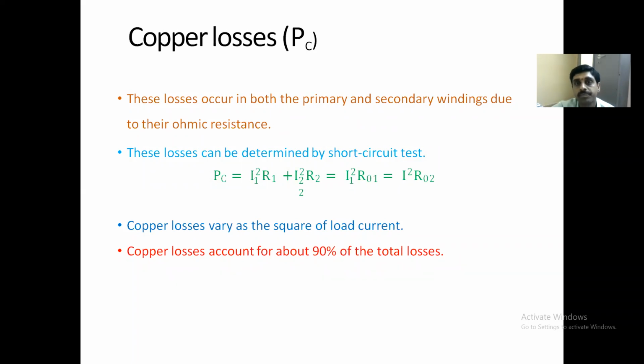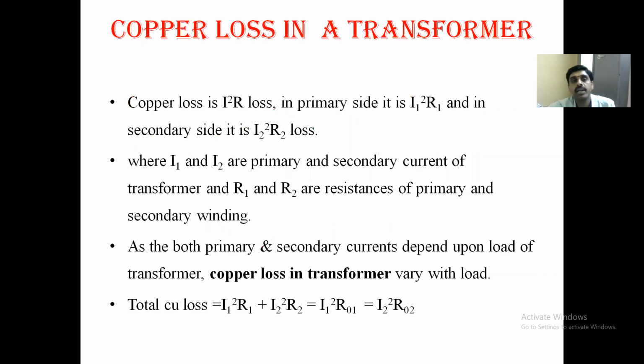That means heating. So copper loss in a transformer, if you see, these losses on the primary side are I1 square R1, on the secondary side I2 square R2, and we can write this formula like this: I1 square R01, I2 square R02, if it is referred to the primary or secondary side.